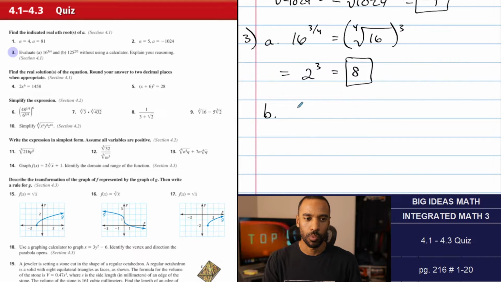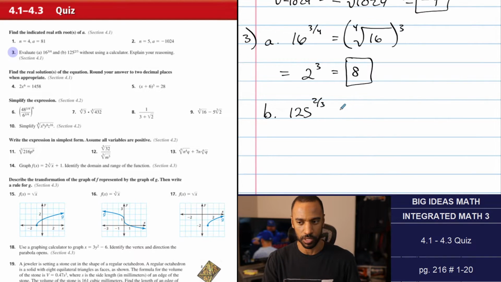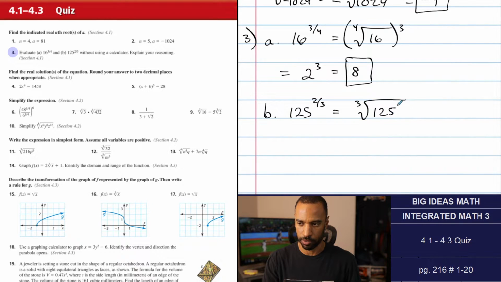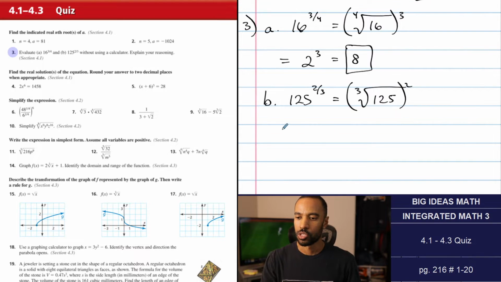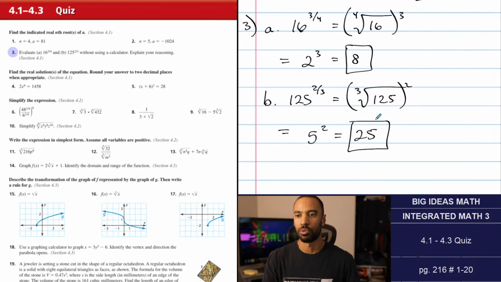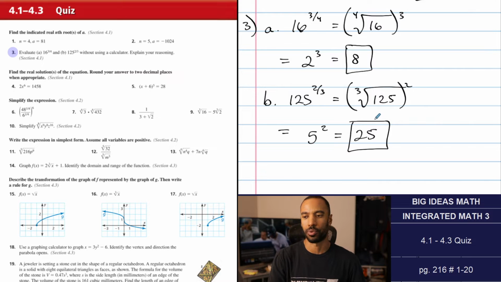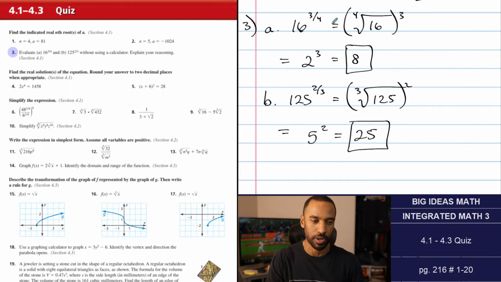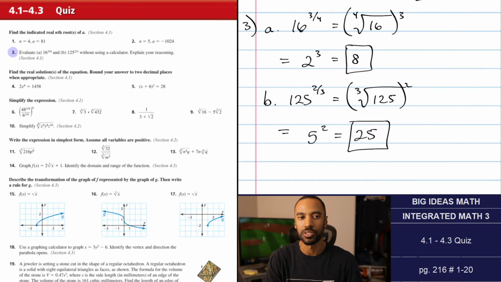Part B, we have 125 to the 2/3 power. No doubt we're going to be doing the same thing on this problem as we did on the previous one. So we'll take the cube root of 125, and then we will square that result. The cube root of 125 is 5, and 5 squared is 25. So no calculator, those are the correct answers. Again, it's not 2/3 of 125 or 125 and 2/3.